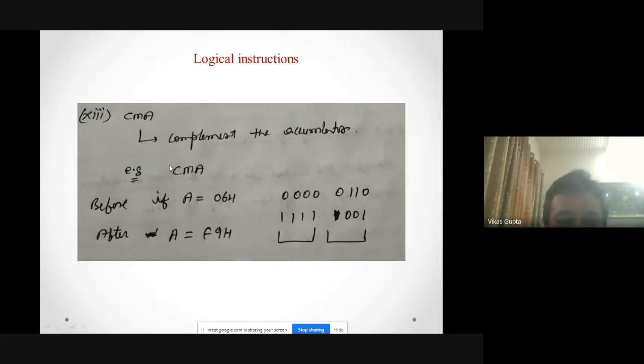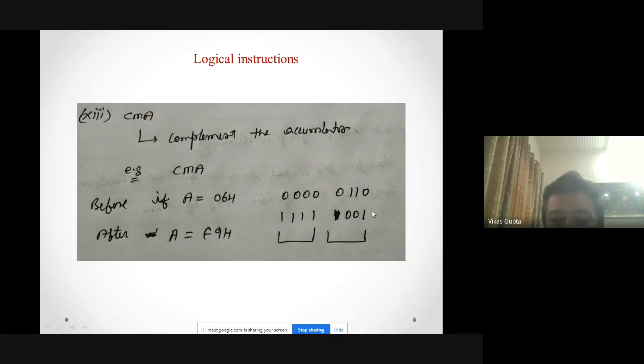नेक्स्ट इज द कॉम्प्लीमेंट हम लोगों ने पढ़ लिया. कॉम्प्लीमेंट में क्या करेगा? सिर्फ वंस कॉम्प्लीमेंट करेगा. कंटेंट ऑफ द एक्यूमुलेटर, फॉर एग्जांपल 06, so it will be represented by 0 0 0 0 0 1 1 0. It means 0 gets converted into 1, 1 into 0, 1 into 0, 0 into 1, and ultimately the answer will be 1 1 1 1 in hexadecimal, which represents F, that means 15.